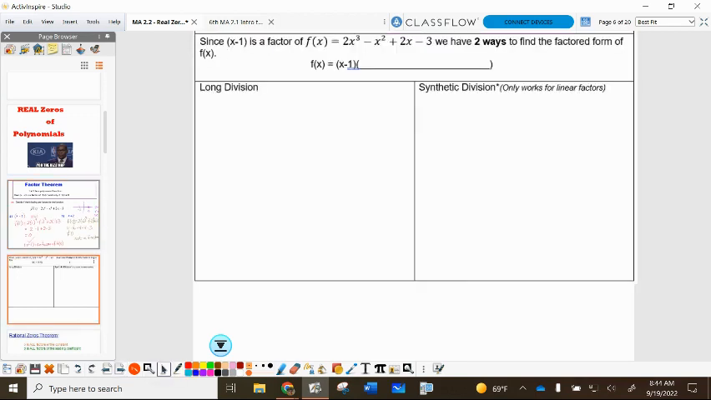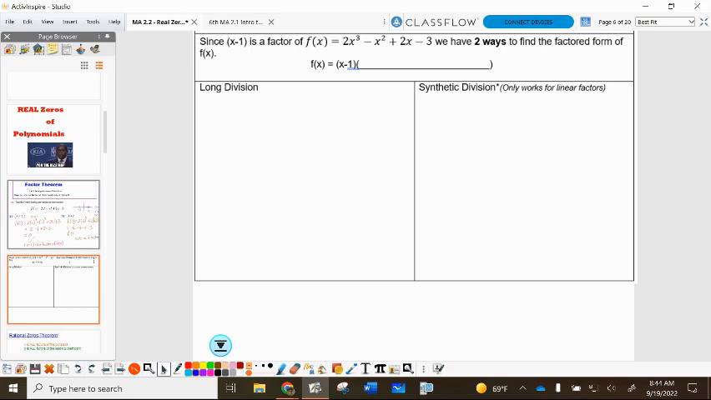So since this is that same equation we were just working on, since x minus 1 is a factor of our polynomial, we have two ways to find the factored form. So we know x minus 1 is one of the factors, and we want to see what's left when we factor that out. Okay, so we can either do long division, which always works, or we can do synthetic division, which only works with linear factors. So let's take a look at that. Let's try long division first.